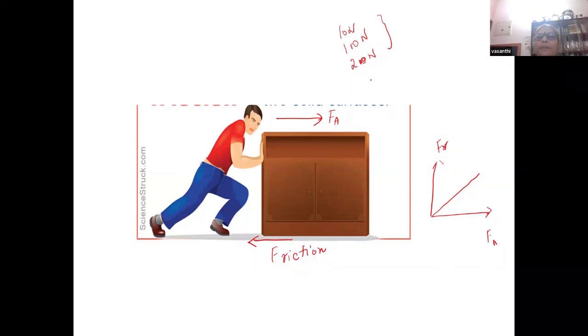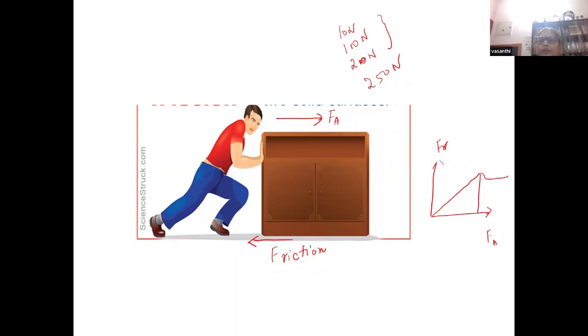But once he applies 250 Newton, suppose he is applying 250 Newton and the desk starts moving, that means he is able to overcome the maximum friction. That maximum friction is limiting friction. After that, whatever force is able to maintain the motion, he can push the table. So you know that the maximum value of static friction, what is that called? Limiting friction. This value is limiting friction.